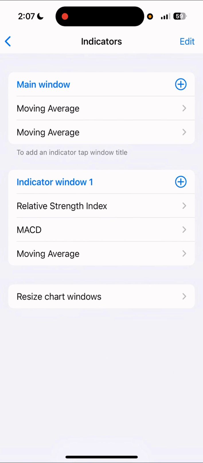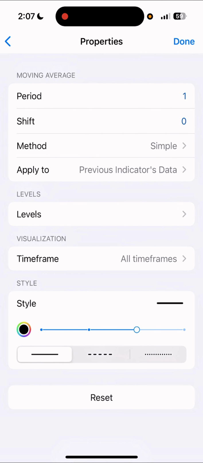The next indicator is going to be the moving average. You set period 1, shift 0, method simple. Then you apply to previous indicator's data. For the style, you want to make sure that you put that on 3 pixel. Then you put the color to black on this first red line. Then you click on done.